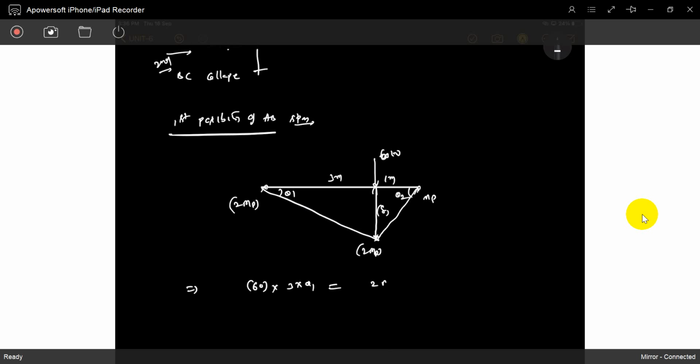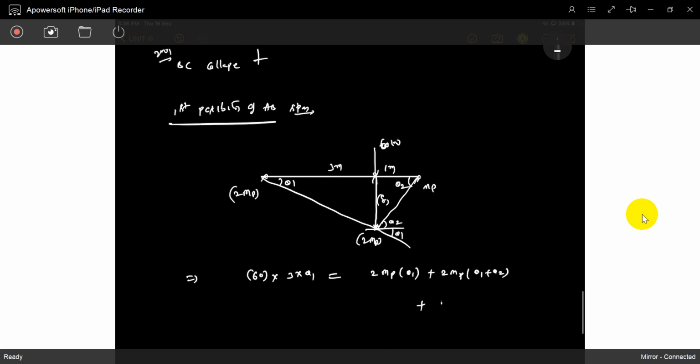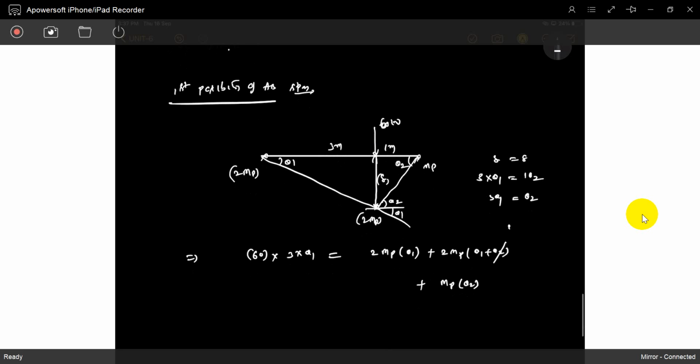So internal work is 2 MP theta 1, this is theta 2 and theta 1. 2 MP theta 1 plus MP theta 2. We have to write theta 2 in terms of theta 1. So 3 theta 1 is equal to 1 theta 2, both are delta. So theta 2 is 3 theta 1.